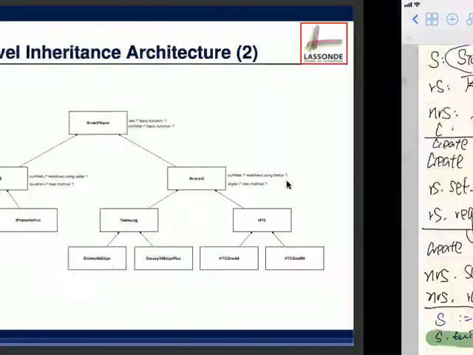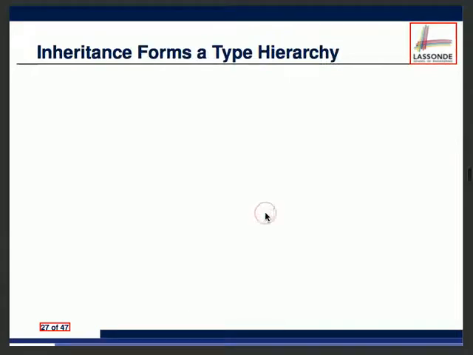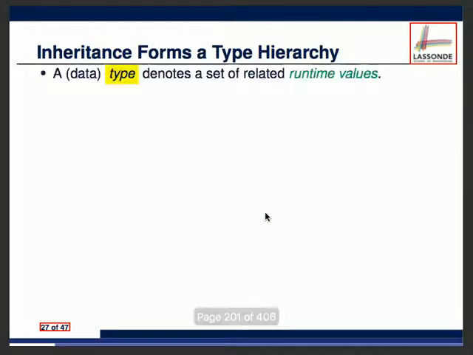Okay, let's go through some slides over here, and then we'll get to the rules. So now, what is a type? A type is talking about the related values that you can have at runtime. So a type is simply a set of related runtime values.